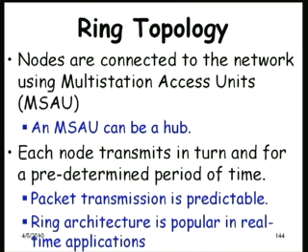But as you will see, the ring topology has its problems. We will identify the problems. Let us proceed. Because of its characteristic that transmission time is predictable and we can compute a bound on it, it is popular in real time applications.